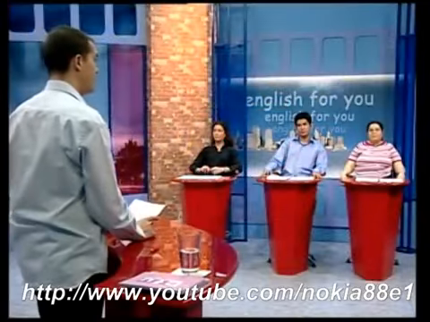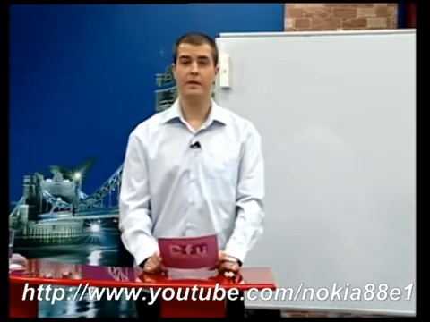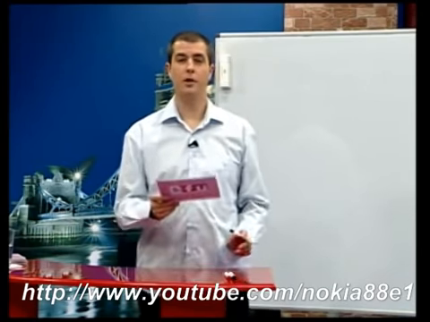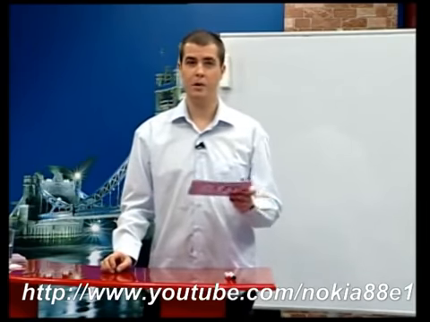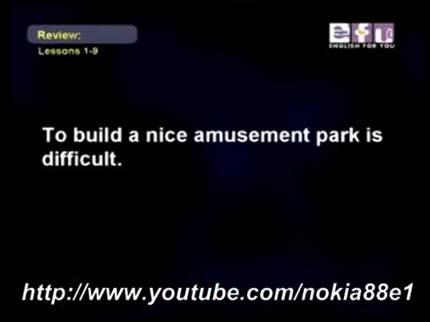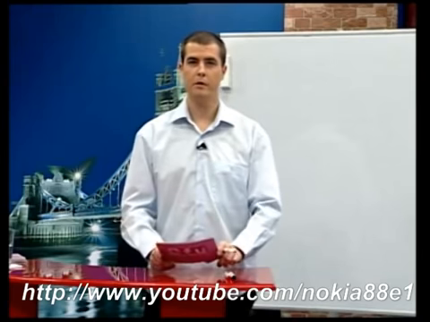And now let's look at infinitives. An infinitive is to plus the simple form of the verb. For example, to run or to go. They are used in many different ways, and here are some examples. An infinitive can be used as a subject. To build a nice amusement park is difficult. In this sentence, the infinitive replaces the noun as a subject.